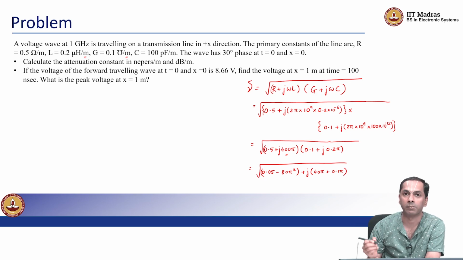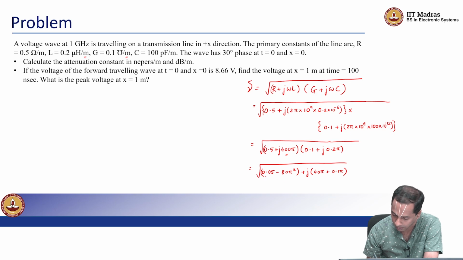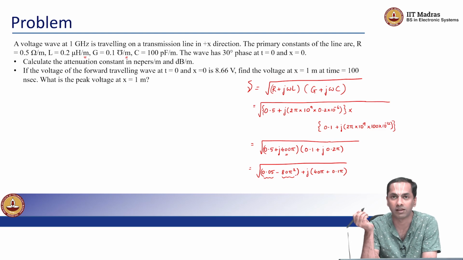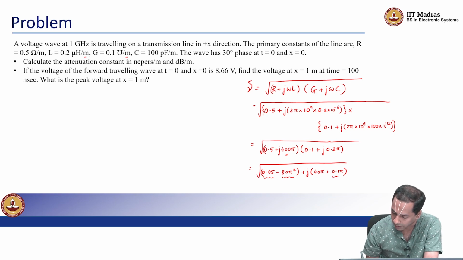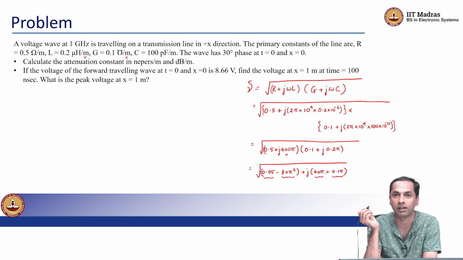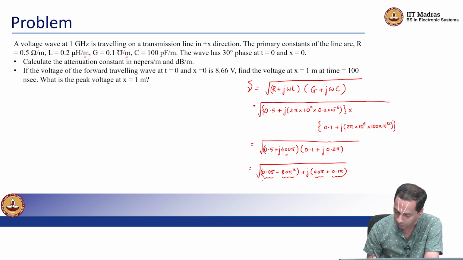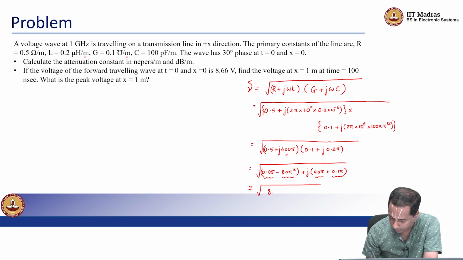So now of course I can make some approximations. I can neglect 0.05 in comparison to 80 pi squared, right? Pi squared is roughly 10, so that's around 800. So in comparison to 800, 0.05 is extremely small, so there's no point in carrying that along with us. Similarly, even 0.1 pi in comparison to 40 pi is a rather small number. So we can just say that this is approximately equal to minus 80 pi squared plus j 40 pi.